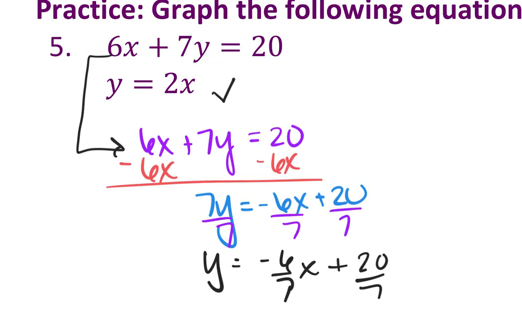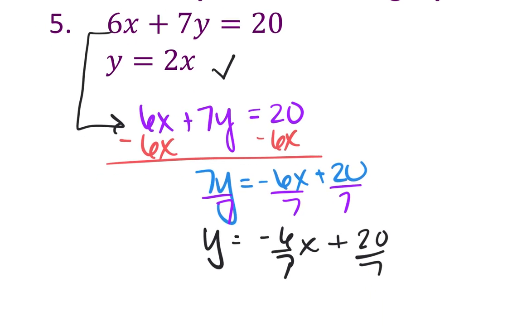All right, let's go ahead and check our answer. So this was my equation. Hopefully you got the same one. It should be negative 6 over 7x, and then plus 20 over 7. And that's fine. It's okay if you have two fractions. It does happen sometimes.